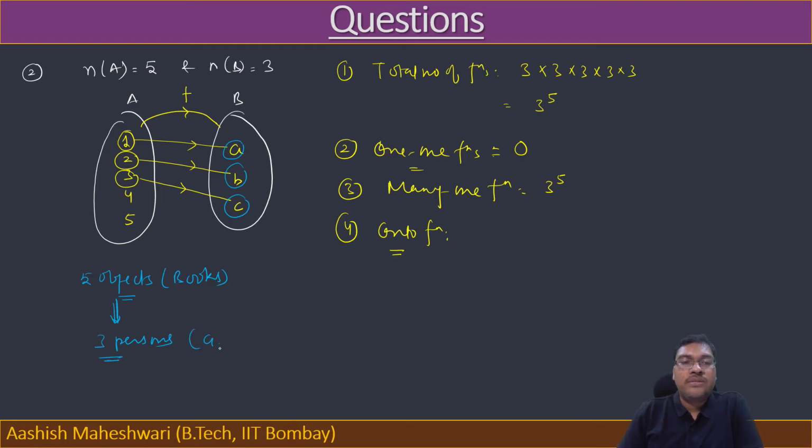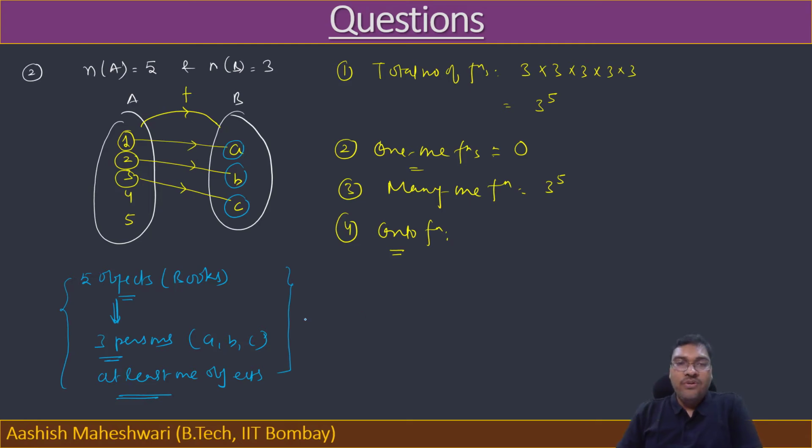Say the persons are A, B, C, such that every person gets at least one object. So it is like saying you have 5 different objects and you have to distribute them among 3 persons, such that every person gets at least one object. So how to approach this? You must have done this in permutation and combination.